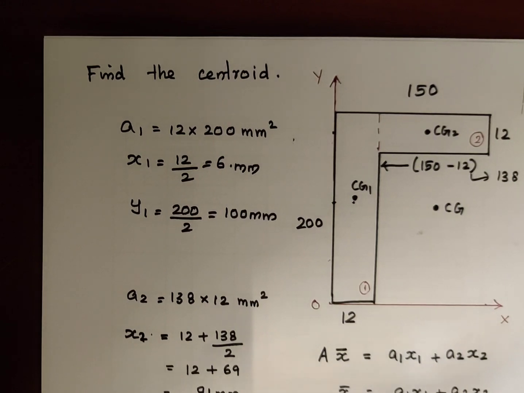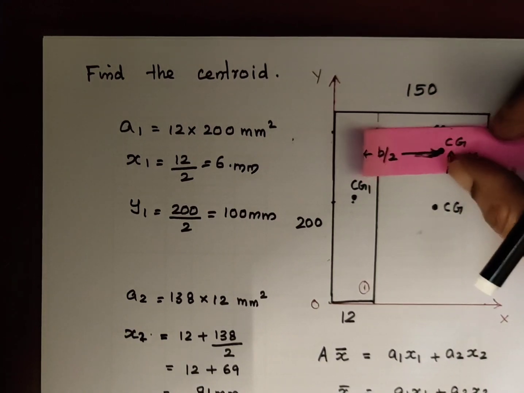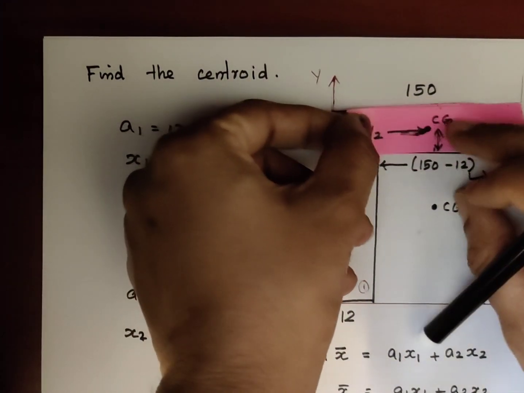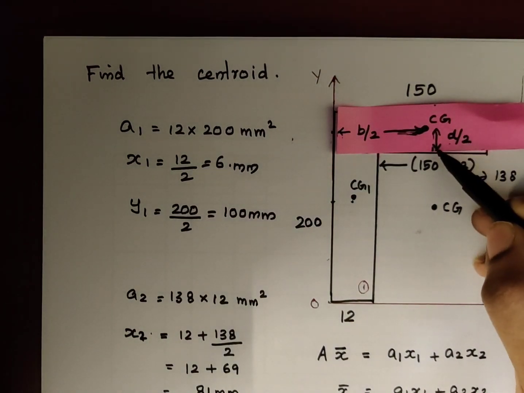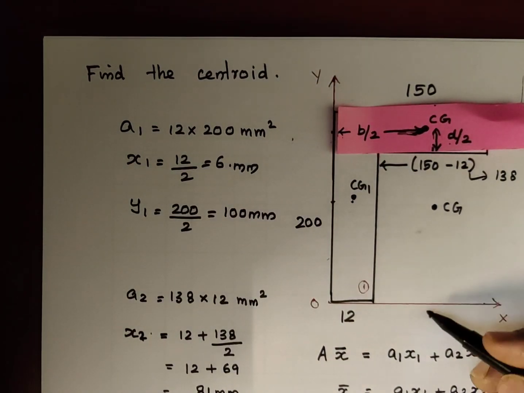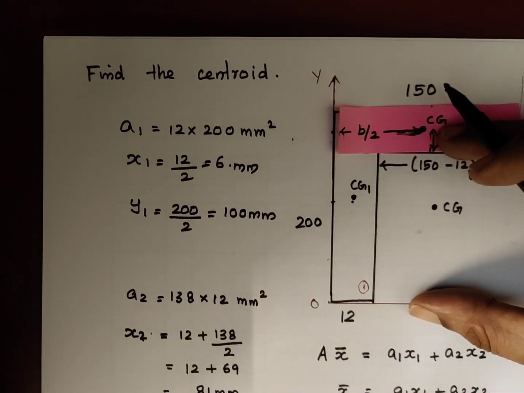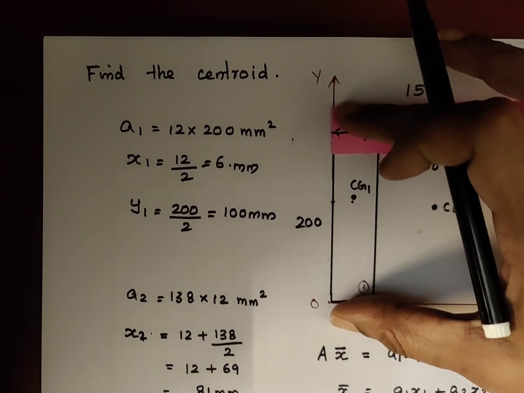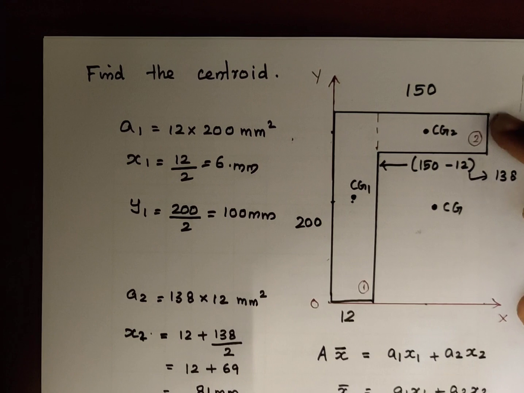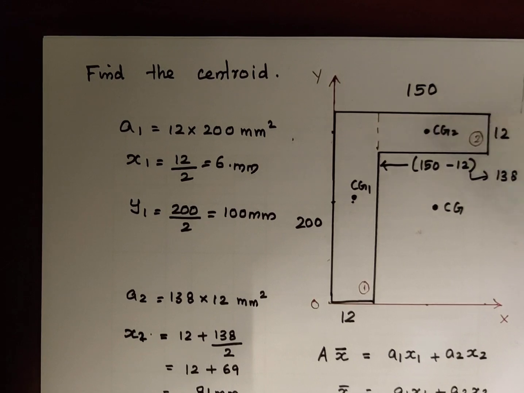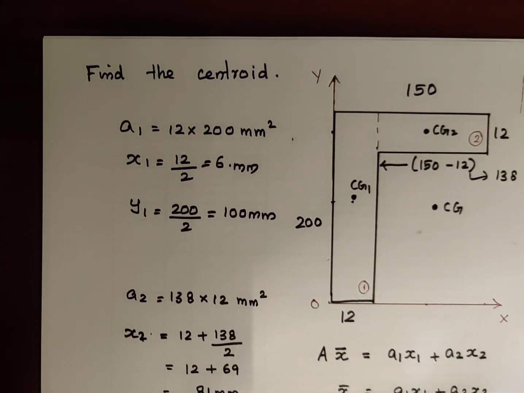So now y2. Here the distance of the centroid from this point is equal to d by 2. You have to measure the distance of the centroid from this reference axis, so this length you have to calculate. This length is given as 200, 200 minus half of this value. This is 6, this is also 6. So 200 minus this length. y2 is equal to 200 minus 6, that is equal to 194 millimeter.